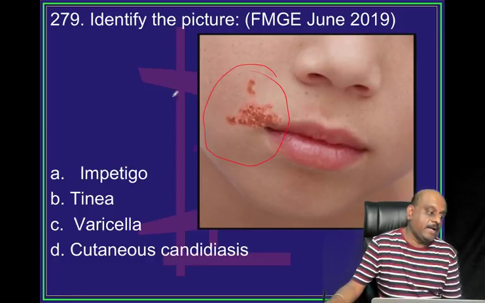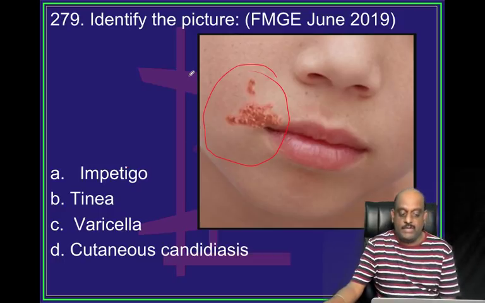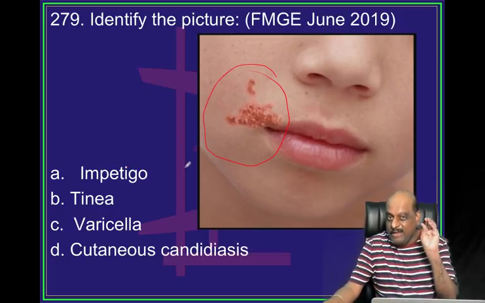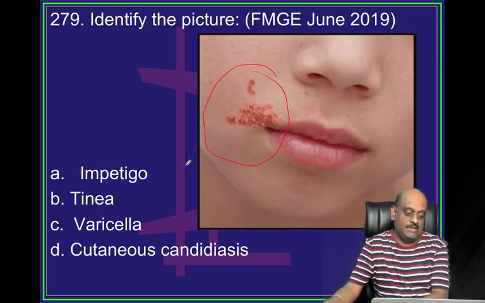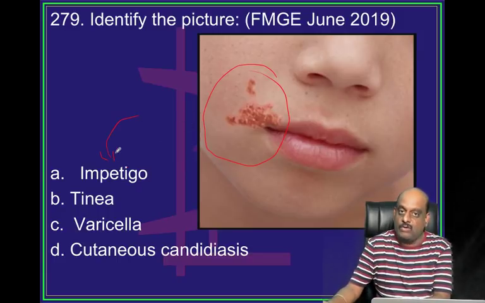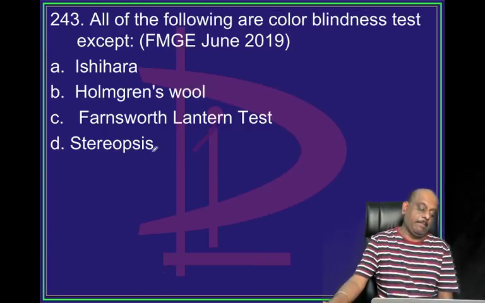Identify this in the picture, doctor. What do you see? The golden crusted lesions. They are typically the lesions of impetigo, is what you should remember.